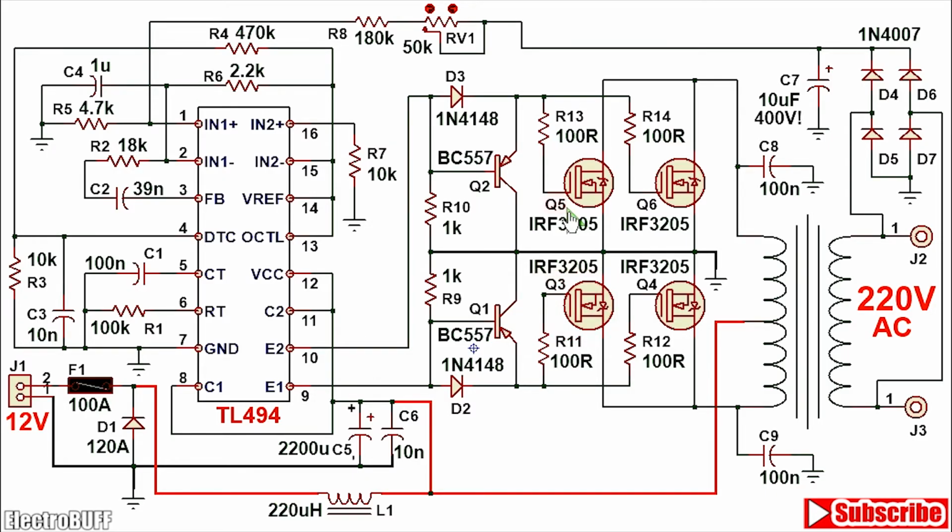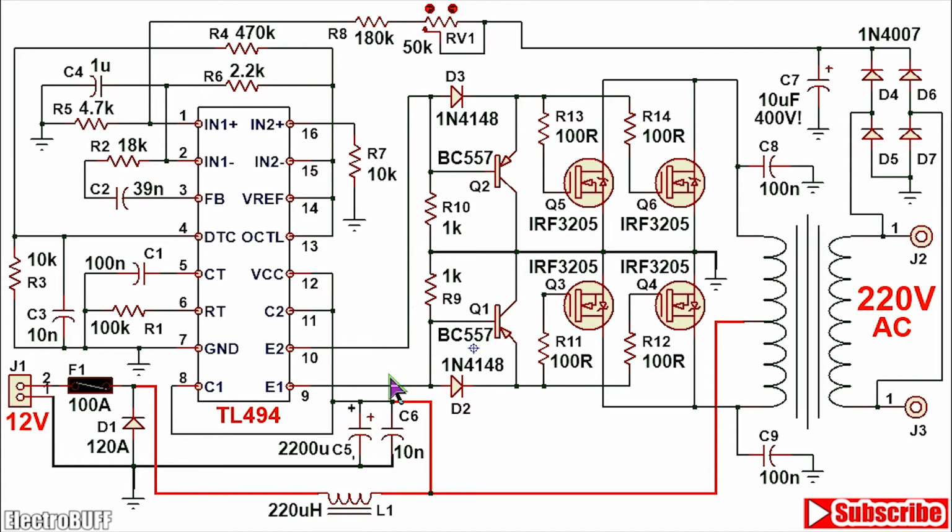For the power MOSFETs, I have used the IRF3205. These are high current power MOSFETs, and a single one should be able to handle at least 600 watts. If you parallel two of those, you can easily handle more than 1000 watts without a problem. They are rated for a drain source current rating of about 98 amperes and a drain source voltage rating of 55 volts, so they should work well in this project.